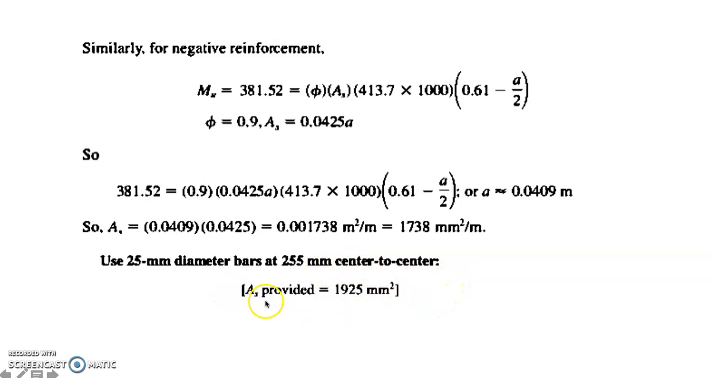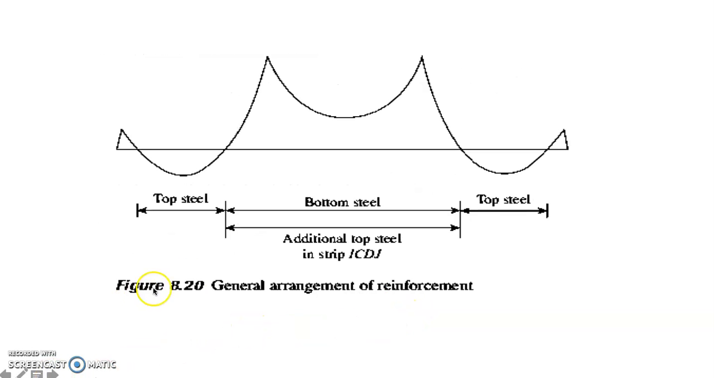So our area of the steel provided would be equal to the area of one steel bar, which is 491 times 1,000 over 200, and that gives us 1,925 mm squared. So this is the general arrangement of the reinforcement.